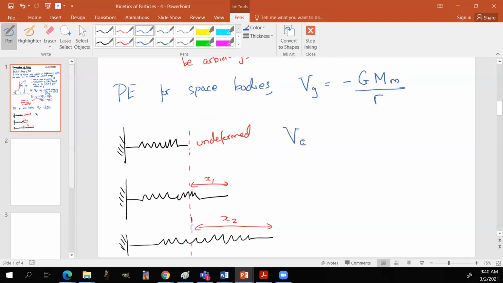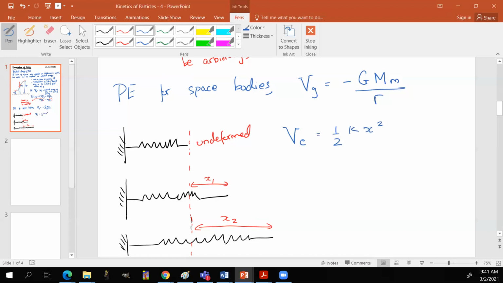So the potential energy of a spring, typically in the textbook, you'll see that they use it with the subscript E. You can think of that as just being elastic. So that's what this E stands for. And this is equal to 1/2 times the spring constant times whatever elongation you have squared.